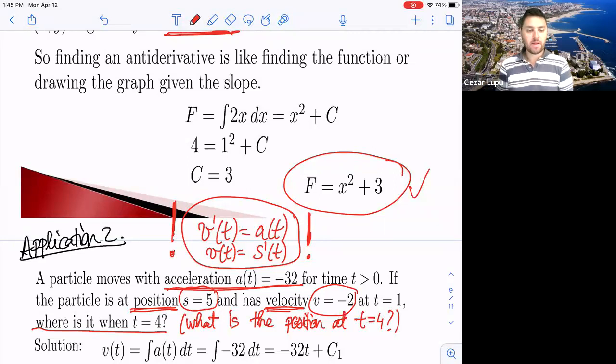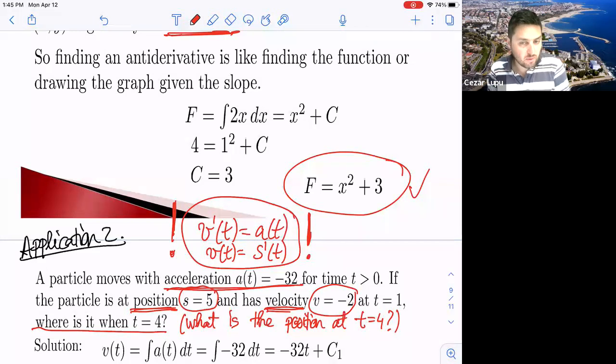All right, great. So we can write this as v of t is the integral of a of t dt, but I know that a of t is negative 32. So the integral of negative 32 dt, I'm just going to take out negative 32. So it's nothing else than just the integral of 1 dt, which is t. So the velocity is negative 32t plus a constant c1.